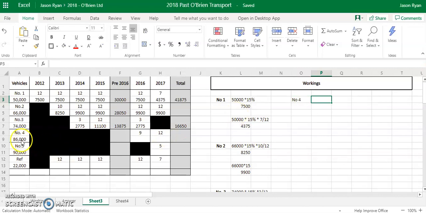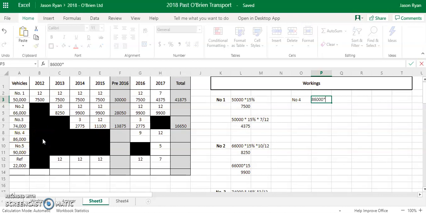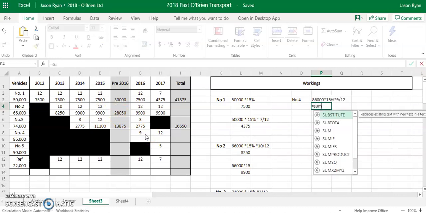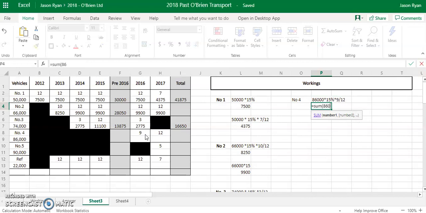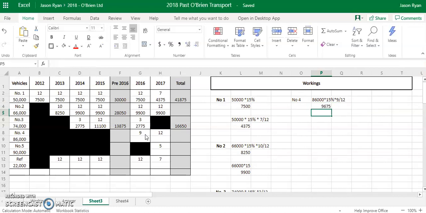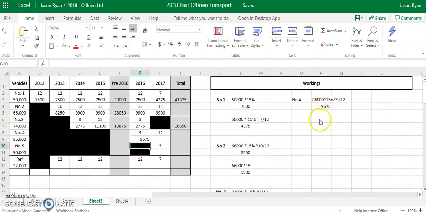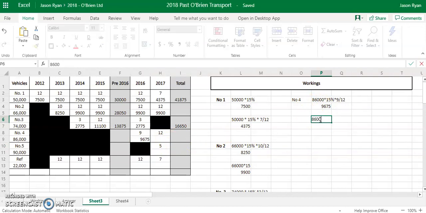So it costs us 86,000 multiplied by 15%. We only have it for 9 months, so you need to multiply that by 9/12. So when you calculate it, you should get 9,675. Then we calculate for the year.